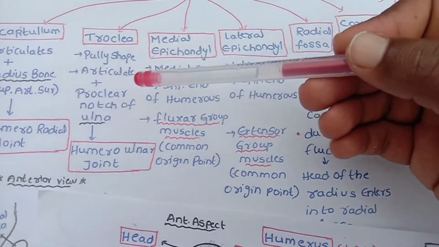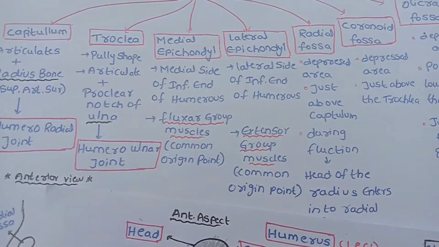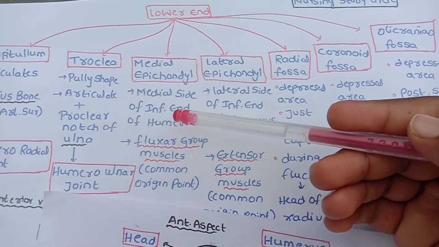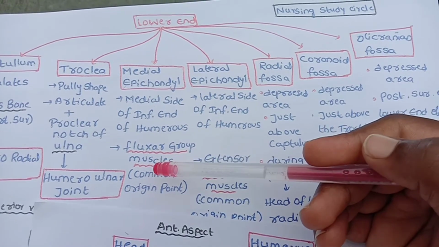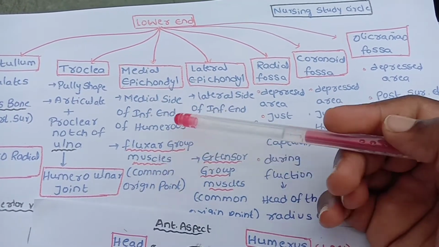And you will see the medial epicondyle. This medial epicondyle is present on the medial side of the inferior end of the humerus. There is an origin of the flexor group muscles here, a common origin point for the flexor group muscles.